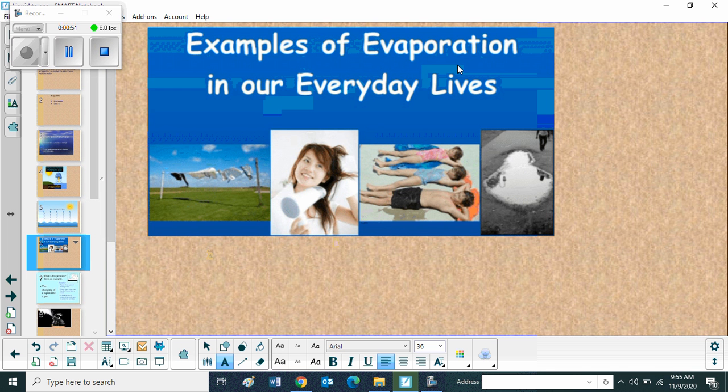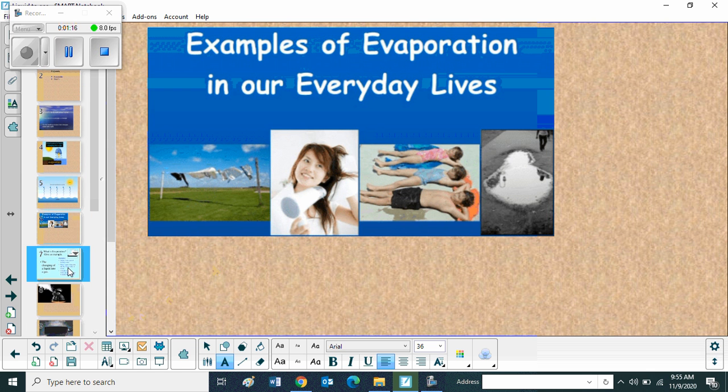Then examples of evaporation in our everyday lives. So all these are examples of evaporation in our everyday lives. For example, wet washing gets dry, using the dryer, hair becomes dry, a puddle becomes smaller. All these are examples of evaporation in our everyday life.